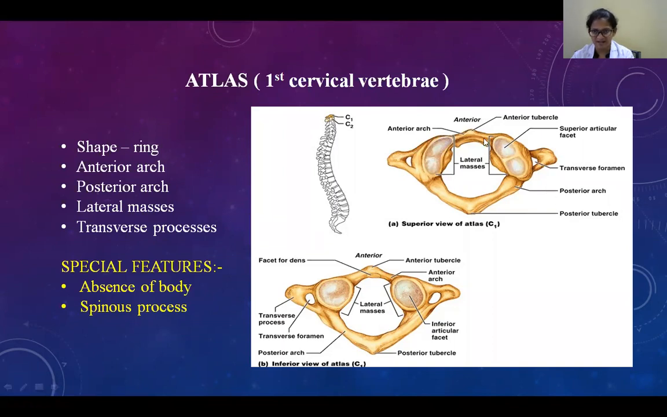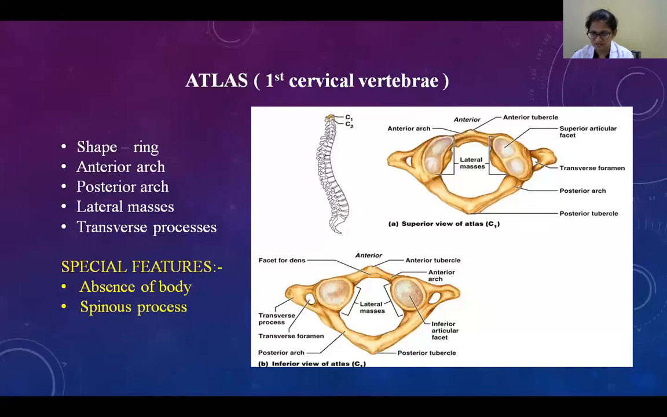One is the anterior arch, the other is the posterior arch. In the anterior arch, you are going to see the anterior tubercle on the anterior surface. On the posterior surface, there is a facet which articulates with the odontoid process of the axis. The upper border gives attachment for the anterior atlanto-occipital membrane. The anterior tubercle gives attachment for the anterior longitudinal ligament.